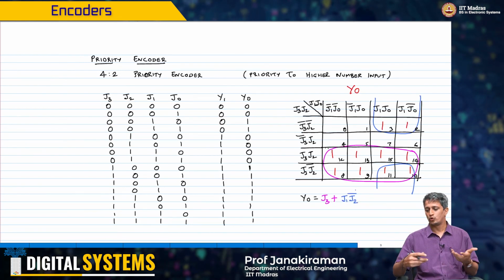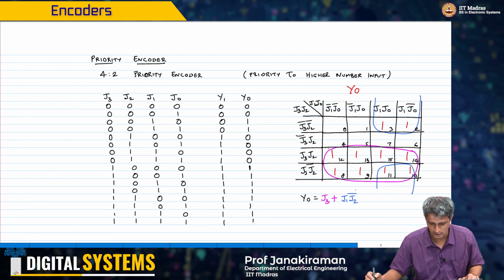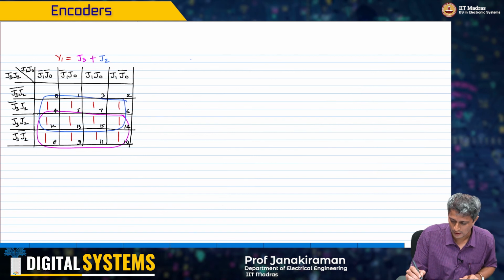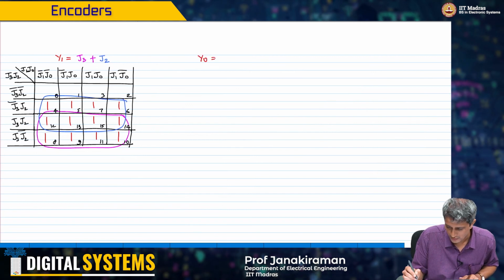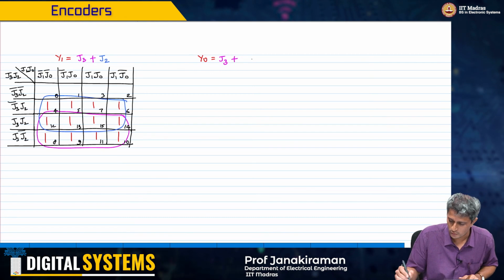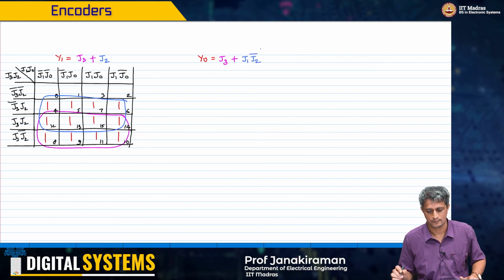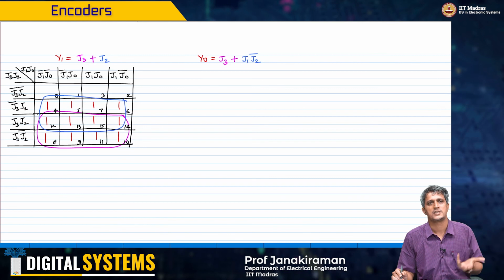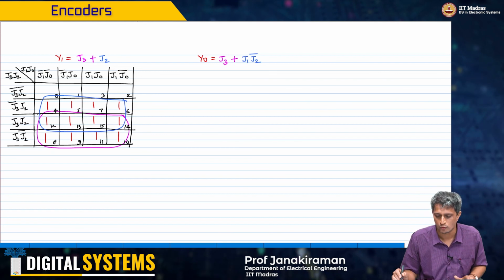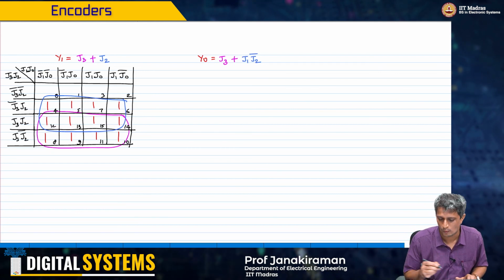Effectively, if you do this, let me write them together. Y0 is J3 plus J3 J1. Y0 is equal to J3 plus, in blue it was J1. So this again is a very simple, straightforward implementation for the outputs Y0 and Y1.